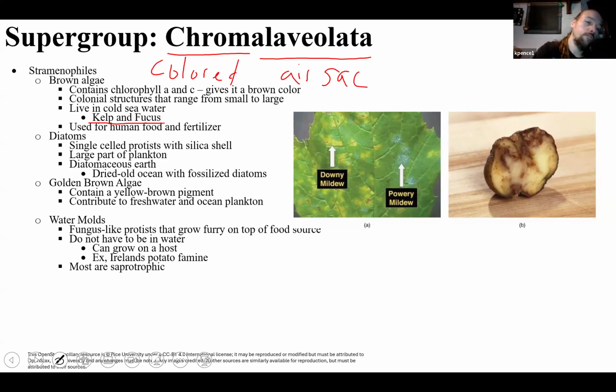Another member of this group is water molds. So water molds resemble the fungal group. They kind of look like mold growing on something. But besides looking like a fungus, it doesn't meet some of the requirements that all fungus need to meet. So in this example with this leaf, those yellow spots growing on the leaf are being caused by a water mold. They usually affect a lot of plant growth.